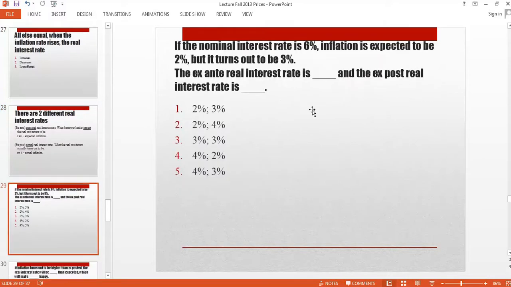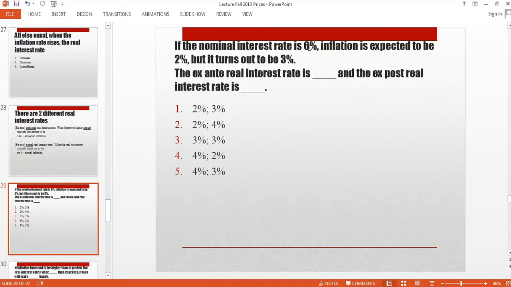So as an example here, let's think about this one. If the nominal interest rate is 6%, and everyone expects inflation to be 2%, but then it turns out to be 3%, what's the situation? Well, you can go ahead and pause and go back and look at those formulas and try and work it out for yourself. Now let me go ahead and talk about it.